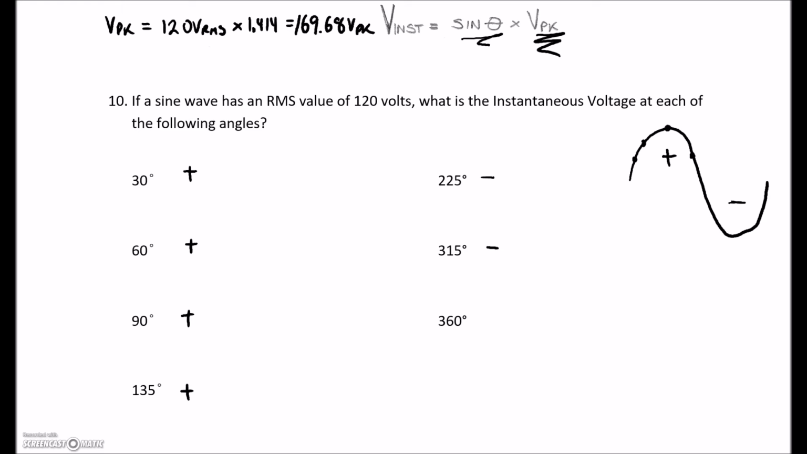So let's take a look. Well, now that we've put in all our positives and negatives, because it sucks if you lose a half mark for the wrong polarity of voltage. So at 30 degrees, we need to find our instantaneous voltage, right? So here, the voltage at 30 degrees is going to be equal to the sine of 30 degrees times our 169.68 volts peak. And let's see what that is.